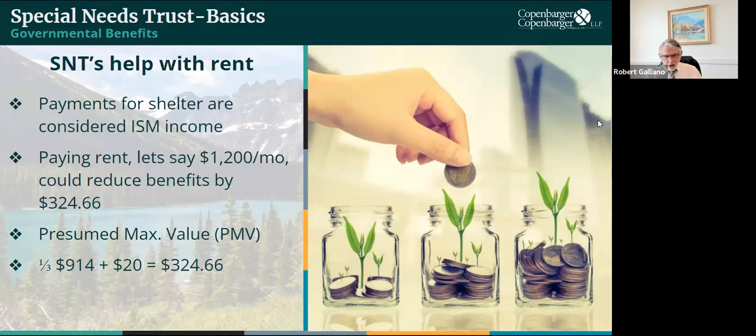So the brother could pay the rent, $1,200, $3,000, pay for electricity, pay for taxes, and the most loss of benefits to the beneficiary under the PMV rule would be $324.66. So there is a magic rule that limits, caps the amount that can be lost for paying for the shelter. Even though the rule says that the SSI is for food and shelter, there's a way around being able to pay for shelter by using the cap of the PMV rule.